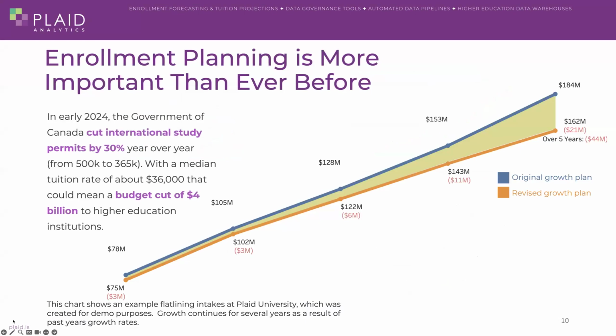Enrollment planning has become more important than ever before. As mentioned, in early 2024, a few weeks ago now, the government of Canada cut international study permits by about 30% year over year. With a median tuition rate for international students of about $36,000, this could amount to a significant budget cut relative to plans.